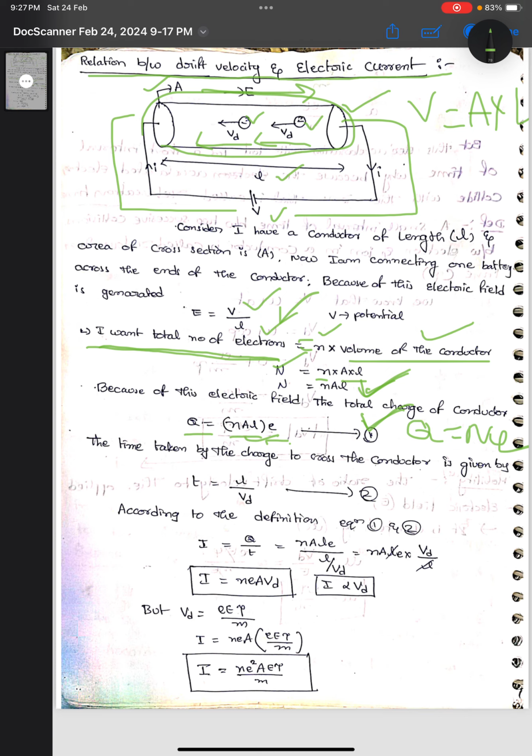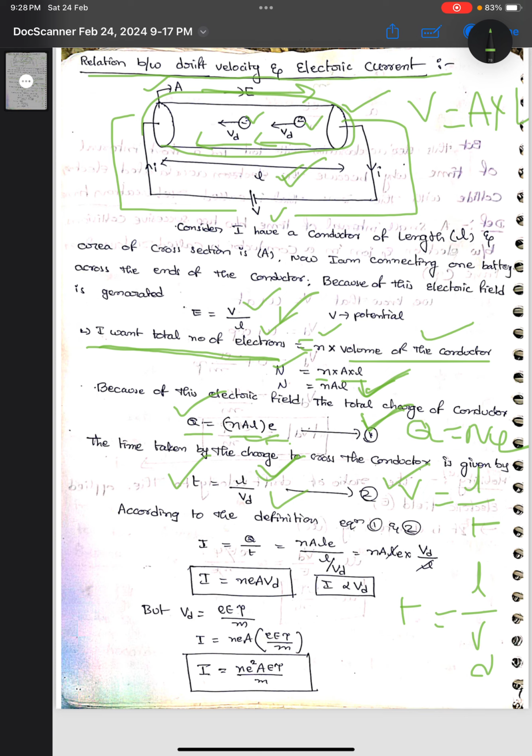After getting this charge equation, we know that speed V is equal to distance by time. From this, time is equal to distance by speed, correct or not? So that is the formula I mentioned here: time is equal to distance by drift speed. Here distance is nothing but the length of the conductor, L. So t is equal to L by Vd. Let us assume this is equation number 2.